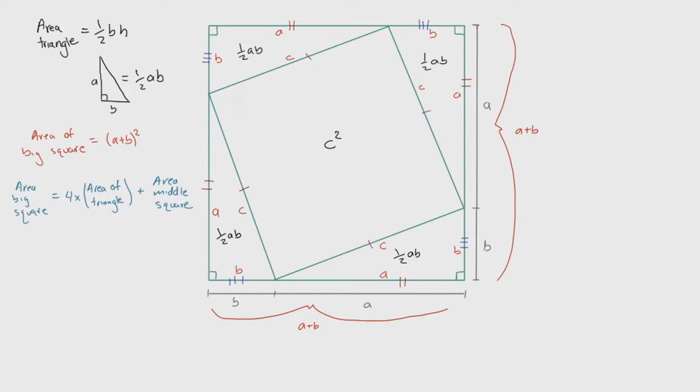So the area of the big square is simply A plus B squared equals 4 times 1/2 the base times the height plus the area of the middle square, which is going to be C squared. So I'm going to distribute this out, and what we're going to get is A squared plus 2AB plus B squared. And if we simplify this part of the equation, then this is going to be simply 2AB plus C squared. If we subtract 2AB on both sides of the equation, we see that these cancel out. So what we can say is that A squared plus B squared equals C squared. And that right there is the Pythagorean theorem.